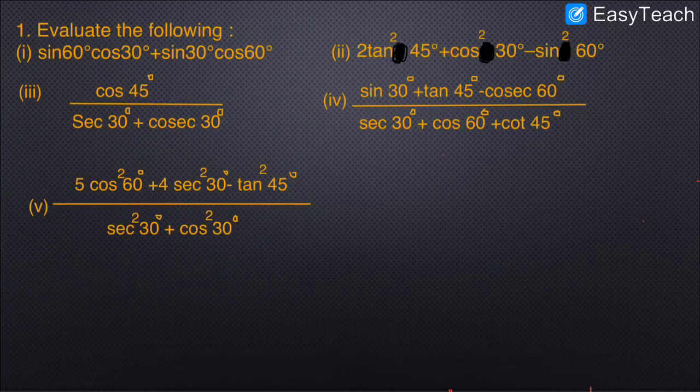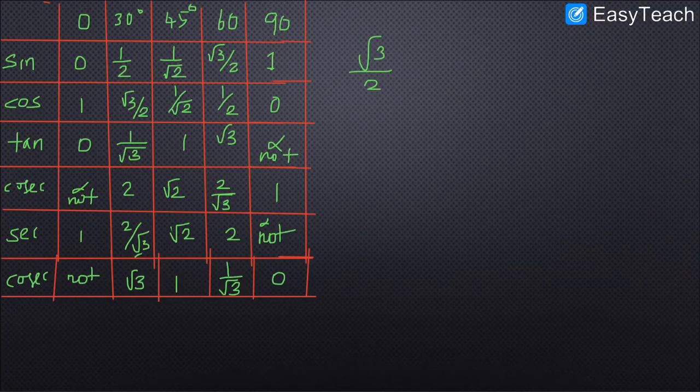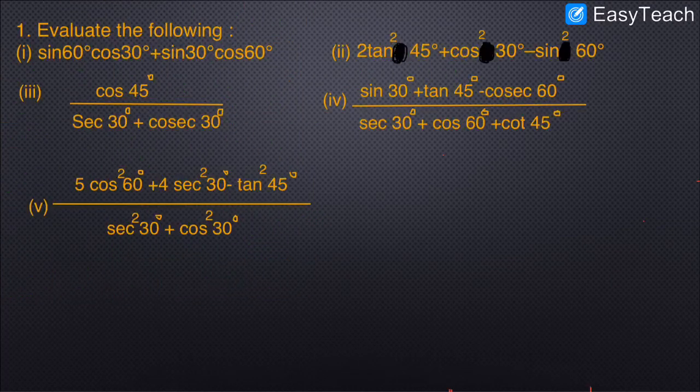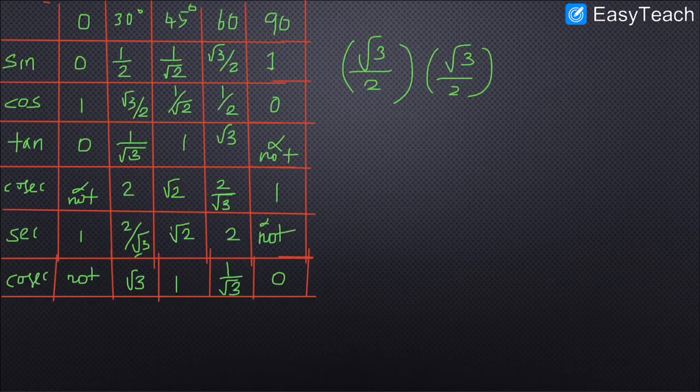Next cos 30 degree. For cos 30 degree, this one is root 3 by 2 again. So root 3 by 2 into root 3 by 2. The next, plus sin 30 and cos 60. For sin 30, we have 1 by 2, and cos 60 again 1 by 2.